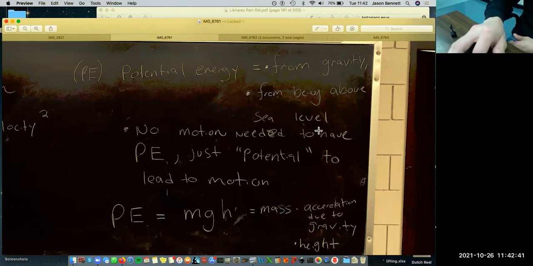I'm not sure exactly why I said sea level. It's just the first word that came to my head.